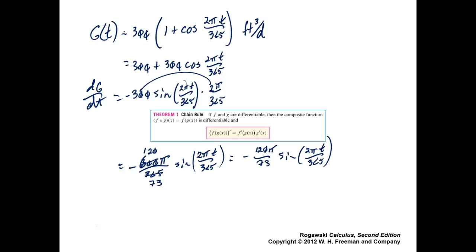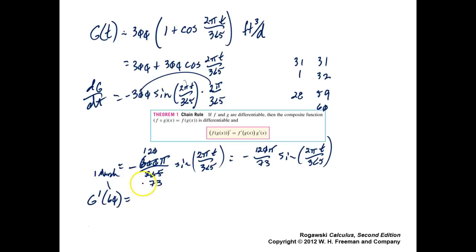Now that's assuming January 1st is day 1, t equal 1. So we want this for March. Well, if January 1st is 1, that means January 31st is 31. February 1st would be 32, and February is not leap year, so the 28th would then be 28 plus 31, which is 59. So March 1st would be 60. So for March 1st, you want to put a 60 in there. I'm going to call this G prime of 60. That's March 1st.